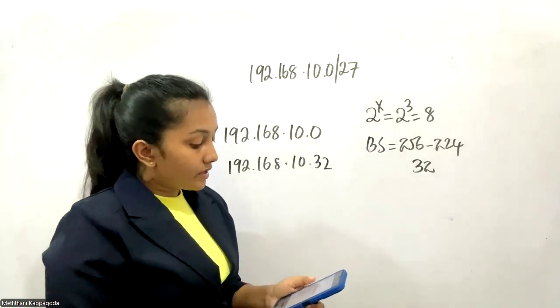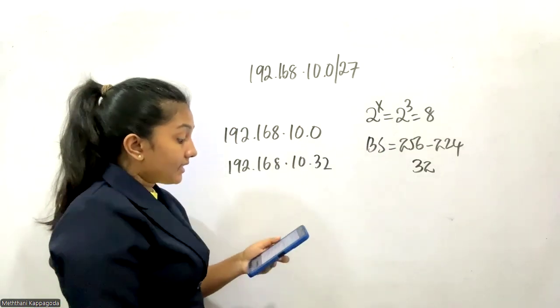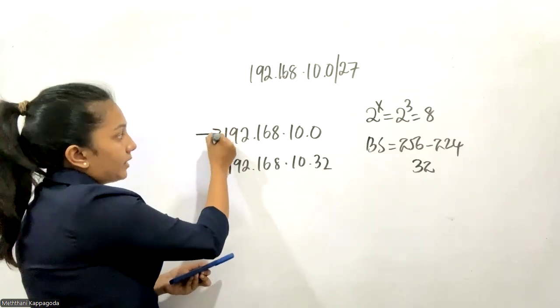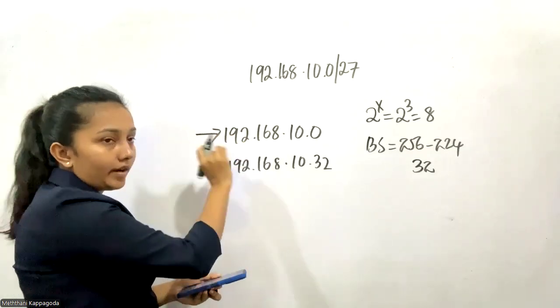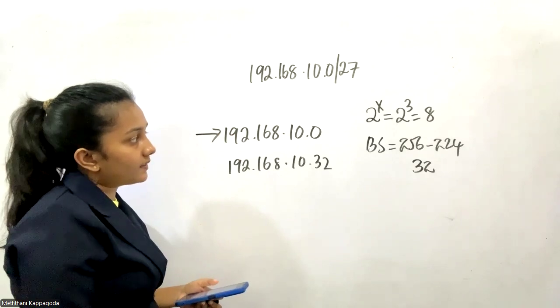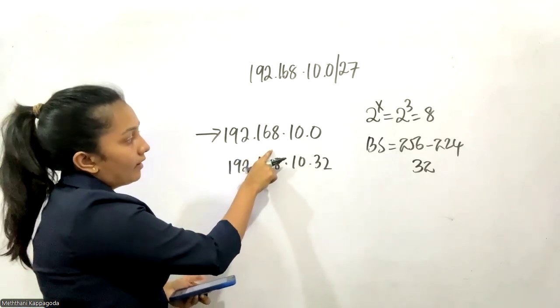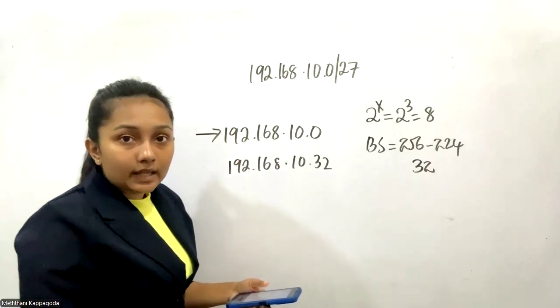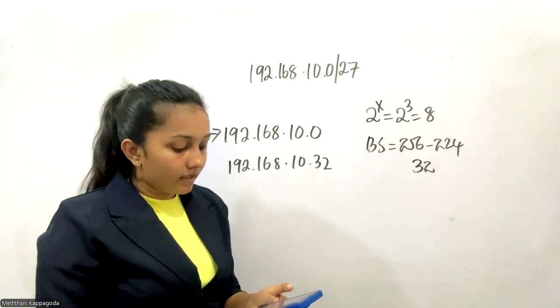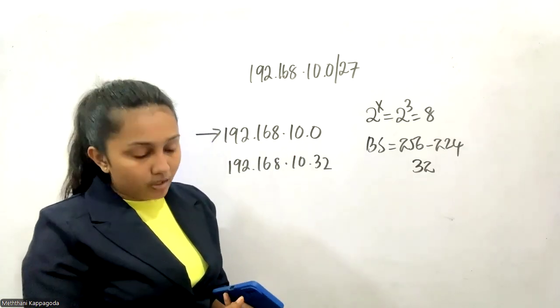But in this question, you are asking what is the broadcasting address of this network, because in the question you have been given this network. Therefore, the broadcasting address of this network is 192.168.10.31. 31 means the answer should be the first one for question number 20.